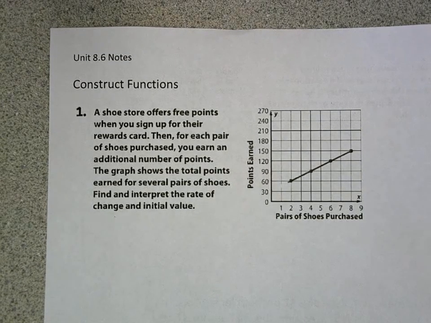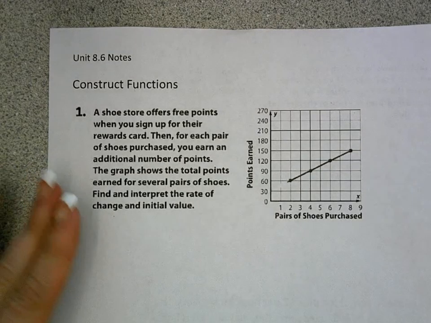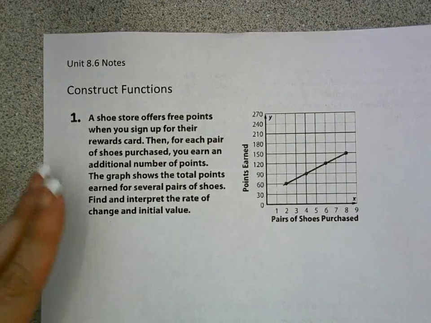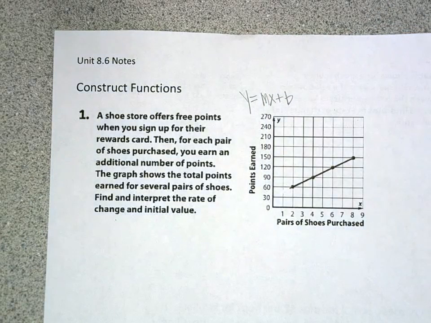Okay, we are working on constructing functions today. When you construct a function, the whole point is getting things into slope-intercept form of a line. We're trying to rewrite everything as y equals mx plus b. We've talked about this before.